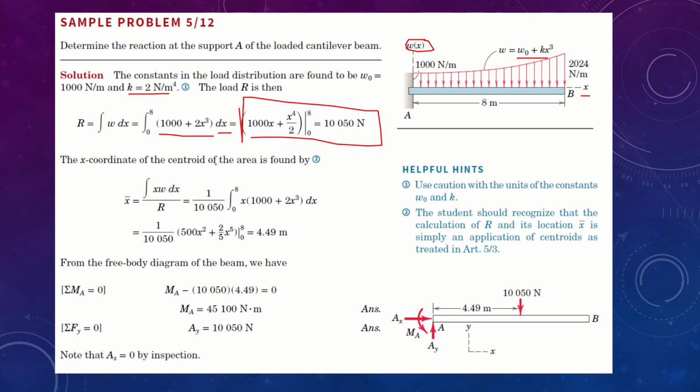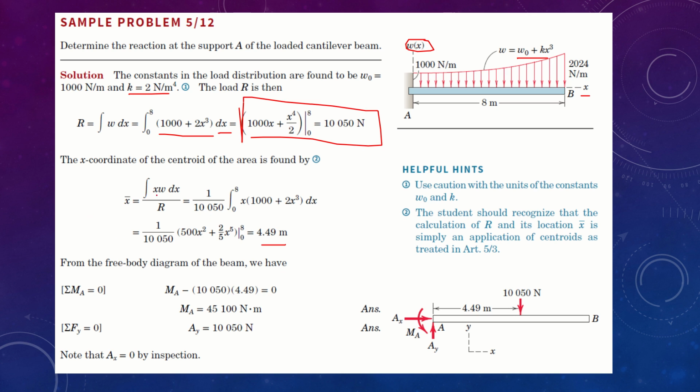Once you have found the value of R, you need to find the centroid, that is x bar. So x bar is the integral of x times w, where w becomes w naught plus kx to the fourth, integrated from 0 to 8 meters, and you're going to get the value of x bar, that is 4.49 meters. So you have found the centroid of the distributed load.